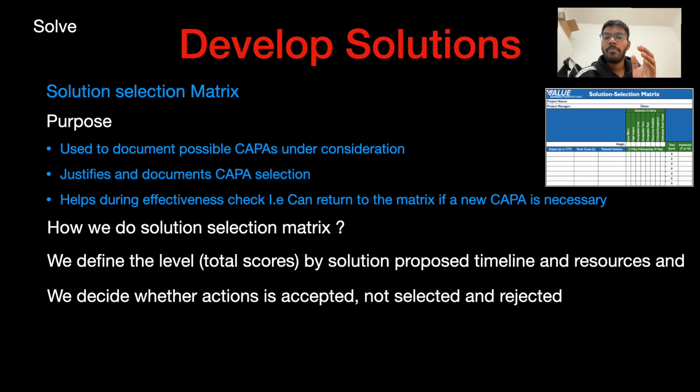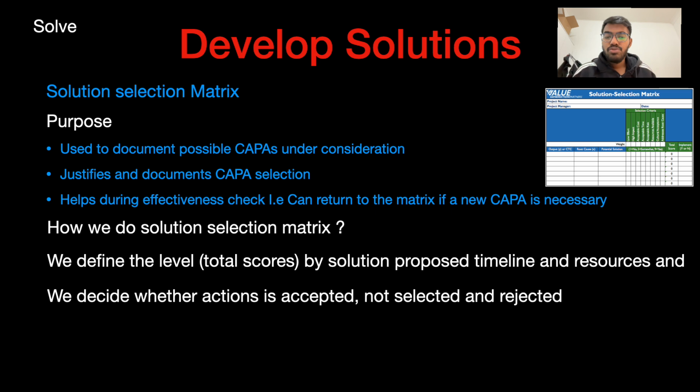I'll give you a quick summary. We do the corrective and preventive action to stop it from occurring. Once we do the CAPA, the next step is we develop solutions, but that solution is based on prioritization or a solution selection matrix. You can use any famous tool for the solution. You can use a solution selection matrix, a PICK matrix, etc.